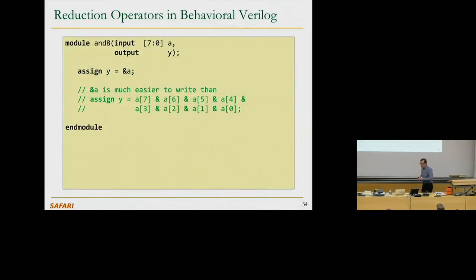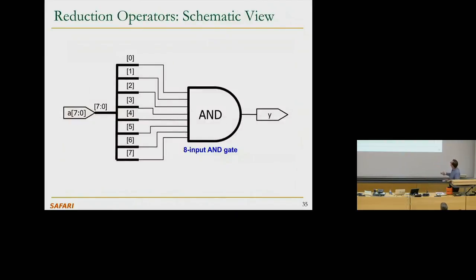Okay, so you can also have reduction operators. This is an example. This is the AND of all bits of A. Remember, A is an 8-bit bus. You AND all of the bits. It's much easier to write than this one, clearly. Right? And this is also easier to write than having AND gates over here. Okay, and this is the synthesized version of it.